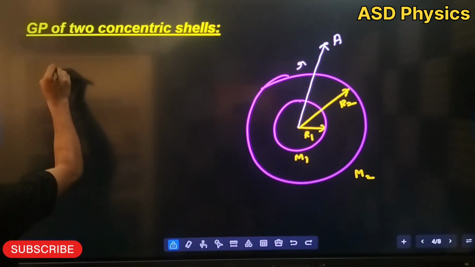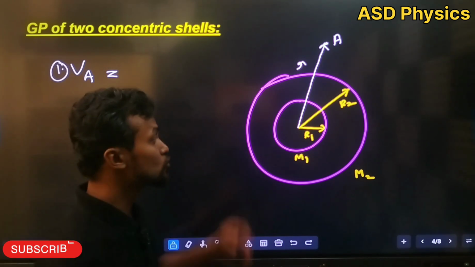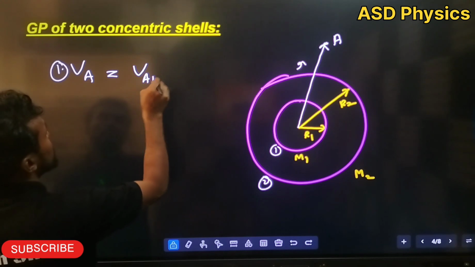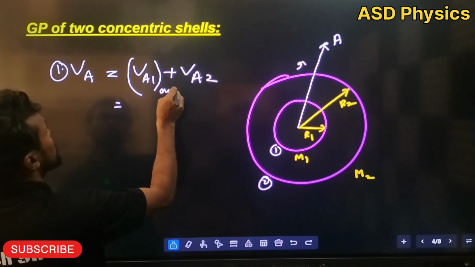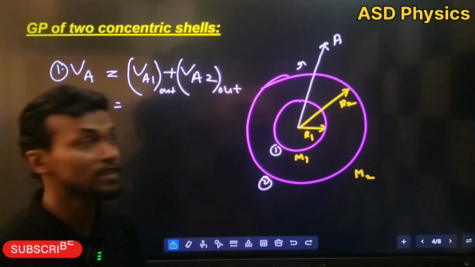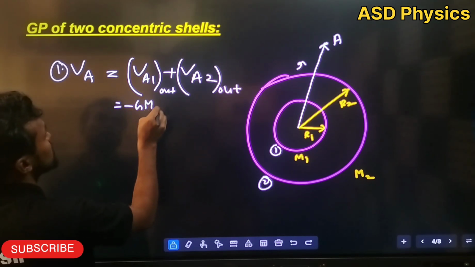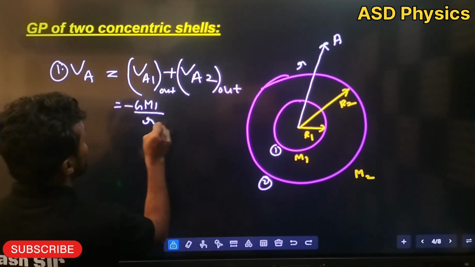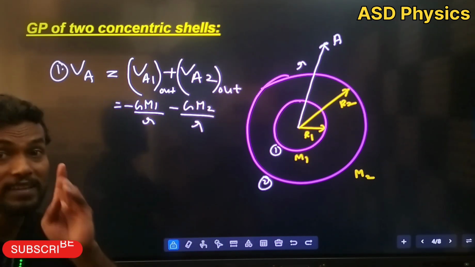Okay, students, first one: potential at point A will be what? Due to the first shell, this is the first shell, this is the second shell. So we'll write here VA with respect to 1 plus VA with respect to 2. A with respect to 1 is outside, A with respect to 2 is also outside. That means total mass can be concentrated where? At the center. That means what formula will become here? Minus G M1 by R, center to observation point, R, minus G M2 by R. This is the total potential at point A.